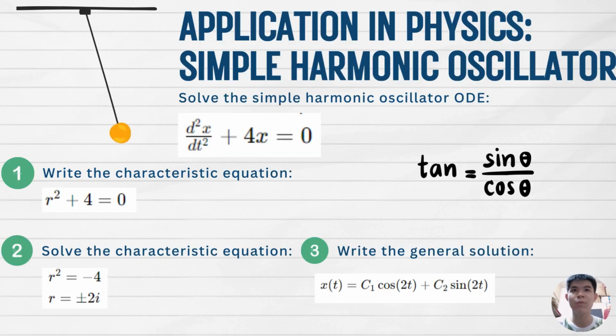Now I want to talk about applications in physics. The simplest application is the simple harmonic oscillator. This is because when the simple harmonic oscillator is vibrating, we can get a solution. To solve it, we write the characteristic equation, solve the characteristic equation, and write the general solution.